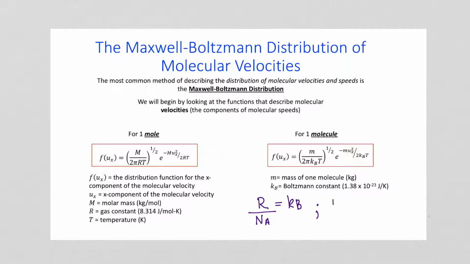Okay, and then we have a similar relationship with big M and little m. Again, we want to go from big M, our molar mass, to our molecular mass, little m, and to do that, we're just dividing by Avogadro's number. Those are the basic relationships between our macroscopic and our microscopic quantities. So big R and big M are macroscopic, Kb and little m are the microscopic values.